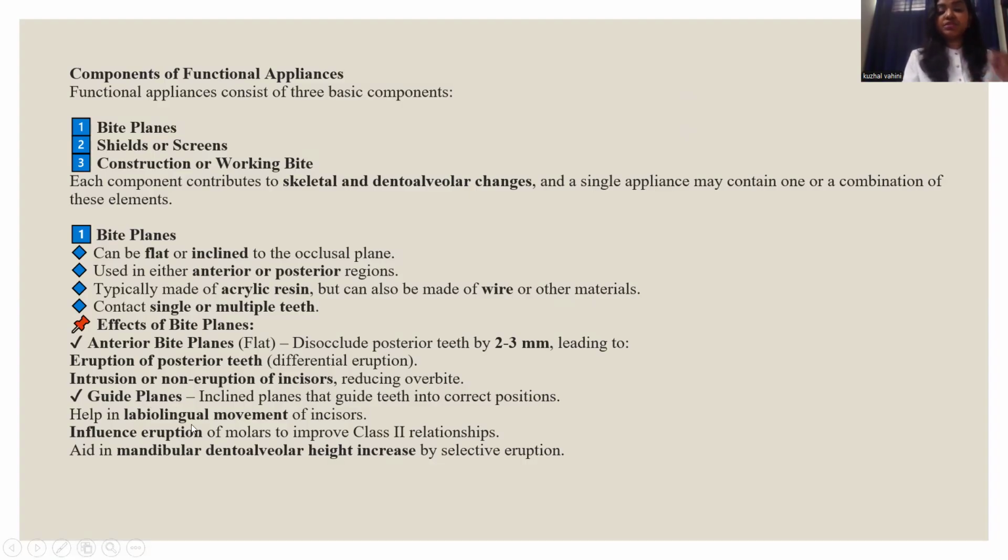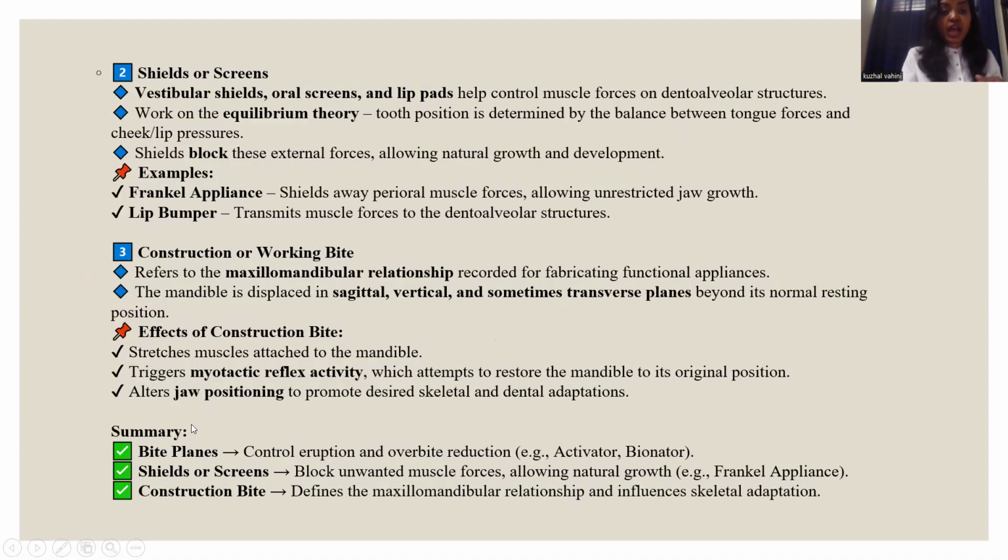Then we have guide planes, which redirect the growth of the mandible. Then we have vestibular shields and screens. These work basically on the equilibrium theory. They help in relieving the unwanted forces, or they block the external forces that allow the malocclusion to occur, and help in more natural growth. An example for this could be the Frankel and the lip bumper. Frankel eliminates the force, whereas the lip bumper transmits the muscle force.